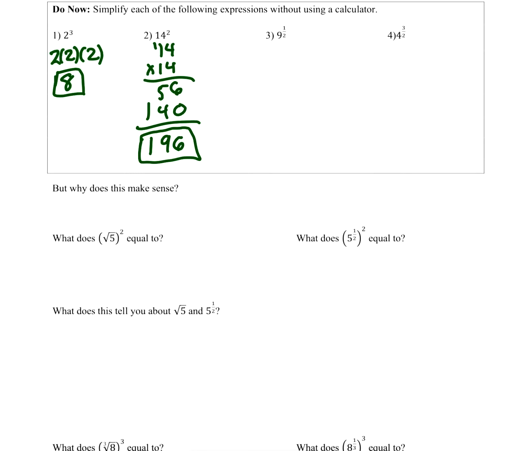3 to the 1/2. If you haven't seen rational exponents yet, this should stump you. So we're going to go over 3 right now, and then 4 we're going to go over at the end of the page. But 3, 9 to the 1/2, what's different about this?